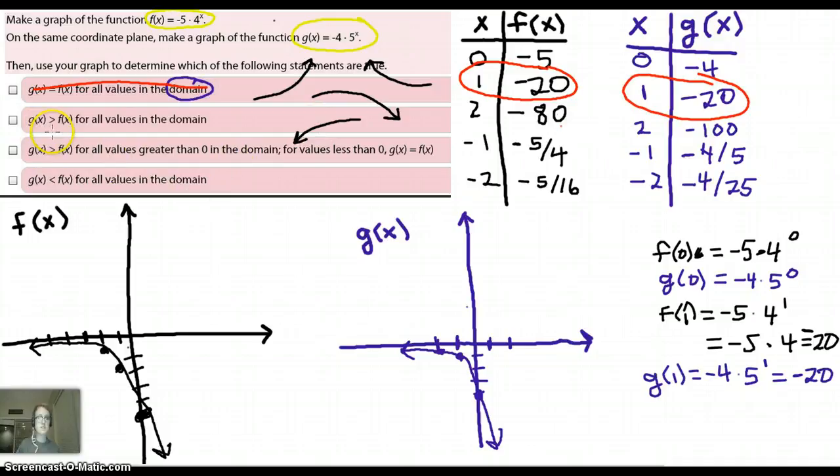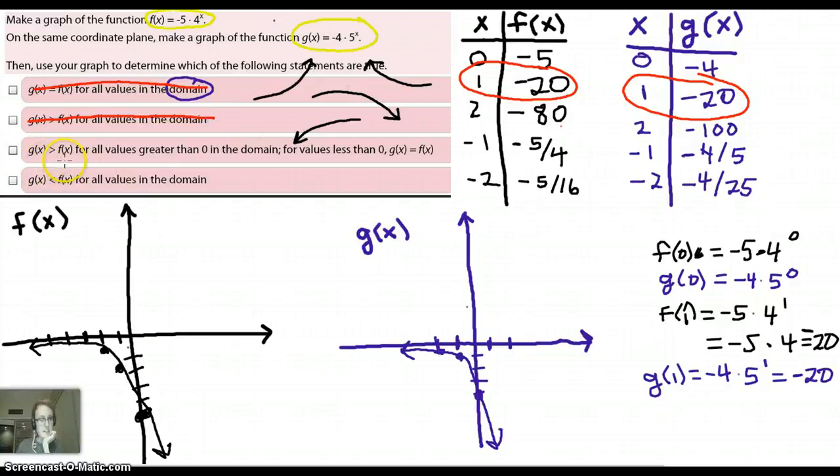The next question says that g of x, our second graph, is bigger than f of x for every value in the domain, for any x value. So let's see. Is g of x always bigger? When I chose 0 here, yes, it's true, g of x is bigger. How about down here though, when I choose 2 for x? I get a -80, and then here g of x is -100. That's 20 smaller than -80. So that means this one can't be right, because g of x is not always bigger than f of x.